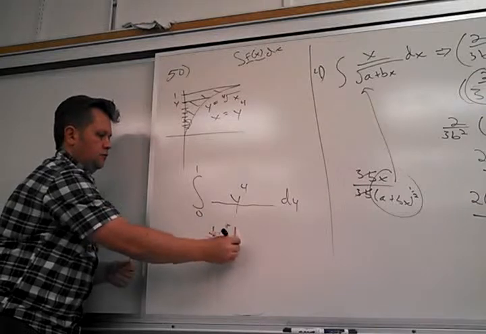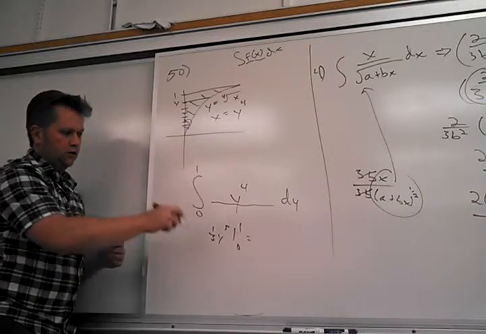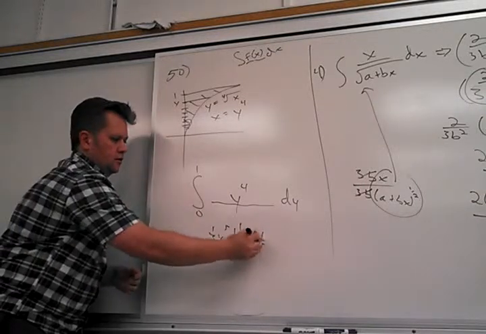1/5 y to the fifth from 0 to 1. At 0, it's 0, so the only thing is at 1. 1/5.